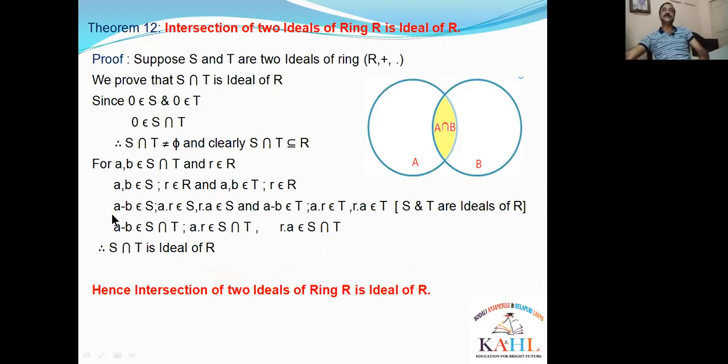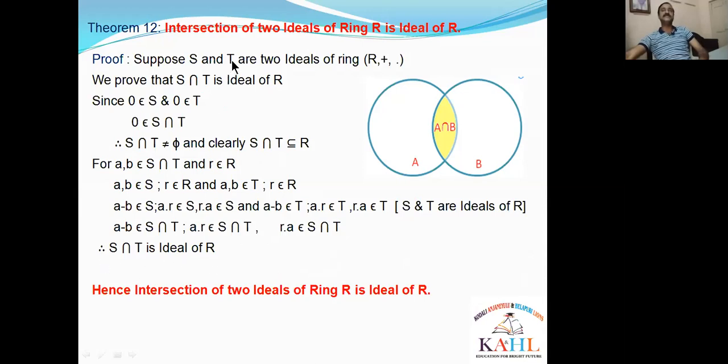Here we observe that A minus B is in S and also A minus B is in T. Students, kindly follow the cursor. A minus B belongs to S and A minus B belongs to T, that means A minus B belongs to S intersection T. Similarly, A·r belongs to S and A·r belongs to T, so A·r belongs to S intersection T. Similarly, r·A belongs to S and r·A belongs to T, so r·A belongs to S intersection T. That means A minus B, A·r, r·A are all in S intersection T. Therefore, S intersection T is an ideal of R.